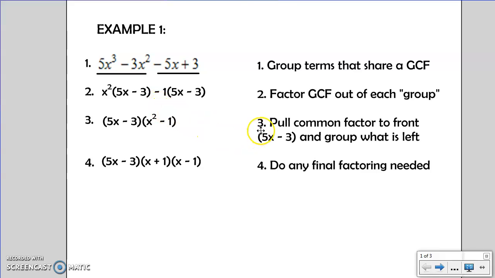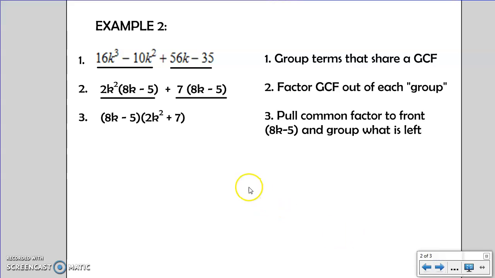And then in your third step, you pull this common factor, the 5x minus 3 that's here and here, out to the front, and then you put next to it whatever's left. So we have an x squared minus 1 left there. And in that last step, you notice that that x squared minus 1 can also be factored. So that's an x plus 1, x minus 1 at the end there.